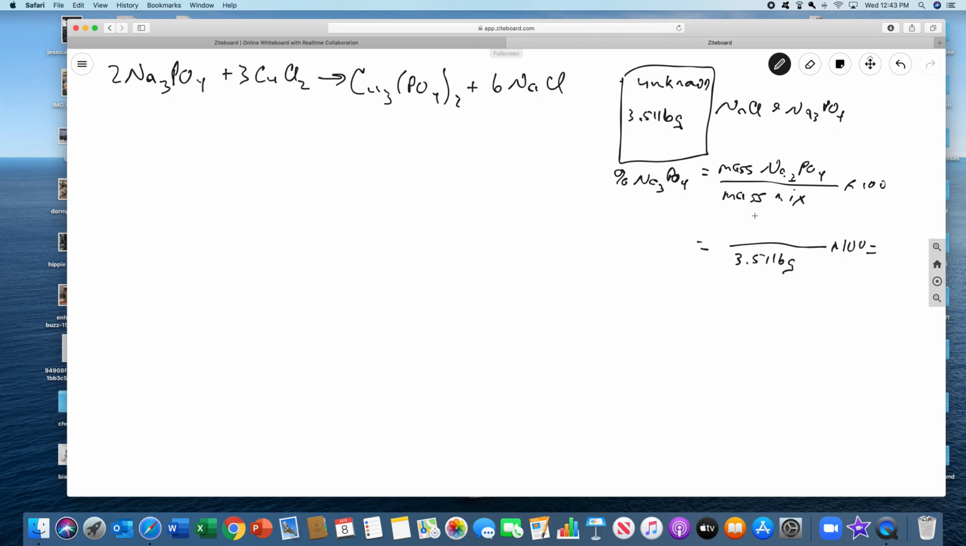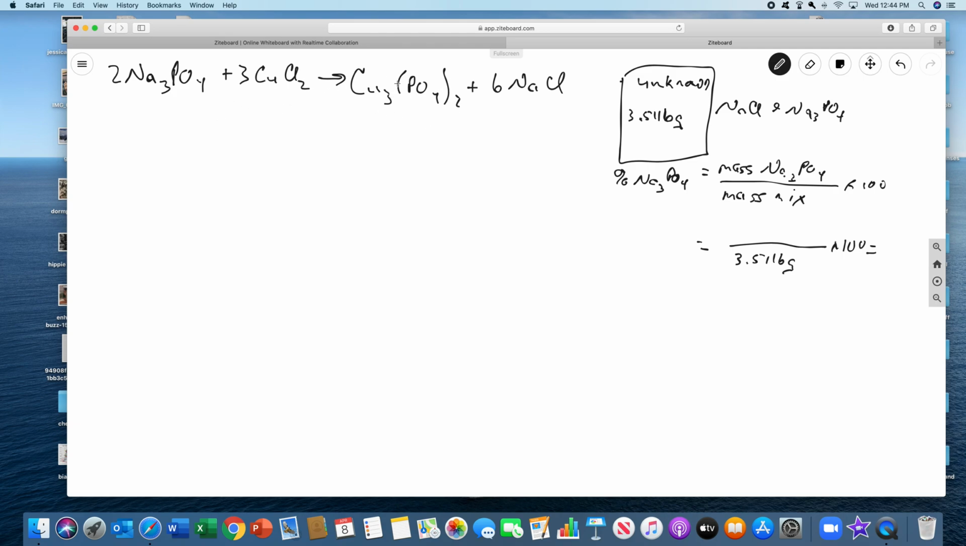All right, so all we have to do is figure out the mass of the sodium phosphate. So how are we going to do that? This is called a stoichiometric determination of a mixture. So we're going to dissolve this in water. Sodium chloride and sodium phosphate both dissolve in water. And then we're going to add copper chloride. The copper chloride will react with all of the sodium phosphate in this manner to form copper phosphate. Then we filter it out.